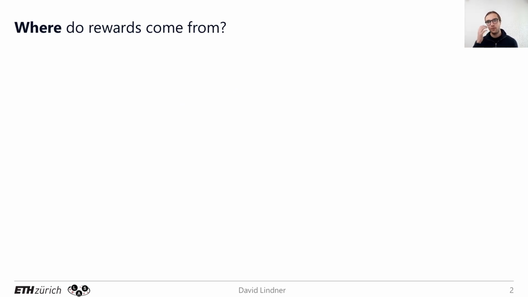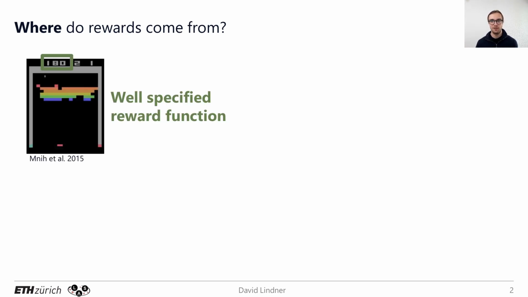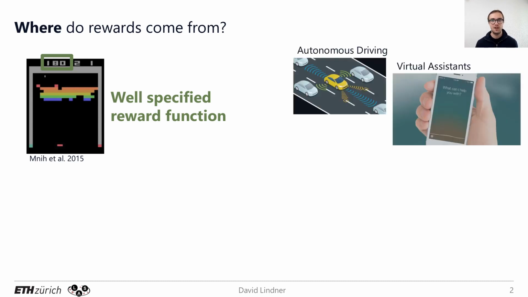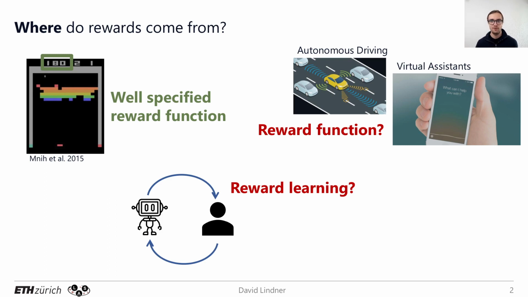However, if you think about what kind of tasks it has been successful on, you will probably think about playing video games or similar well-defined tasks. One property that these environments have in common is that they provide a well-specified reward function, such as the in-game score in Atari games. On the other hand, if you think about applications we might want to use RL for in the real world, such as autonomous driving or virtual assistants, it's much less clear how to define a reward function. Because of this, there has been more interest recently in interactively learning reward functions from human feedback.